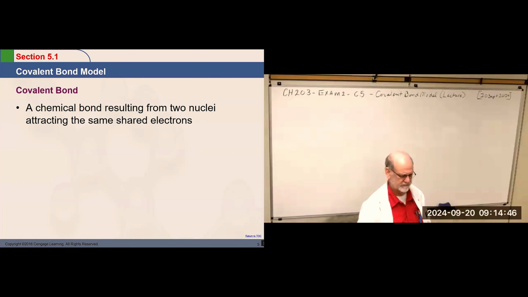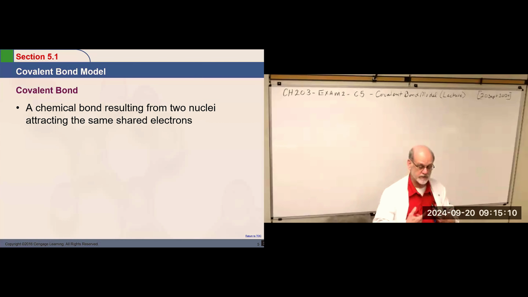All right, that's the official definition. A covalent bond is formed between two atoms that share electrons and attract, maybe not equally, but attract electrons enough so that they can't relinquish their electrons.